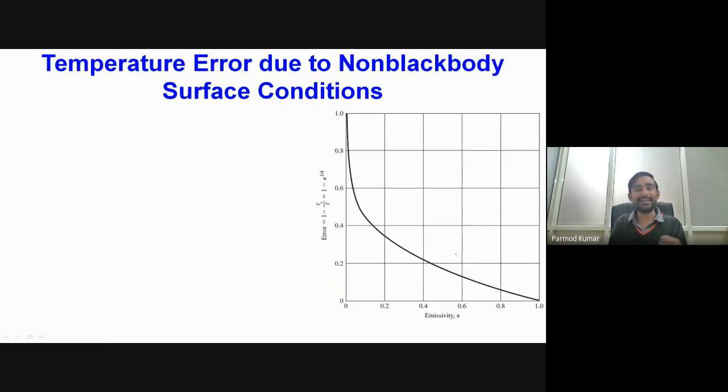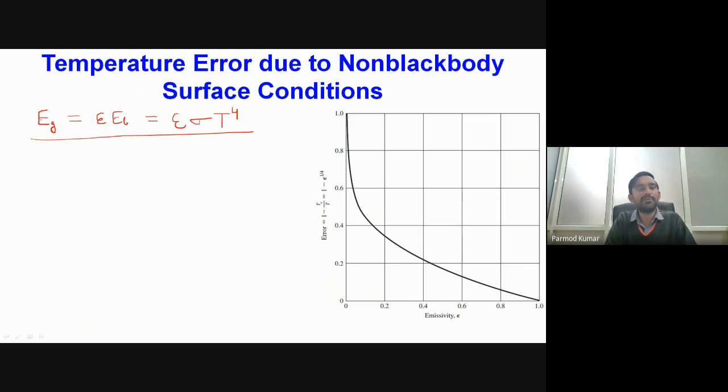Then the second arrangement. We already know that the radiation emitted by a gray surface is nothing but equal to epsilon times black body radiation. Okay, so epsilon times black body radiation, which is nothing but sigma times T to power 4. Okay, so this is something which we know from our fundamental principle.